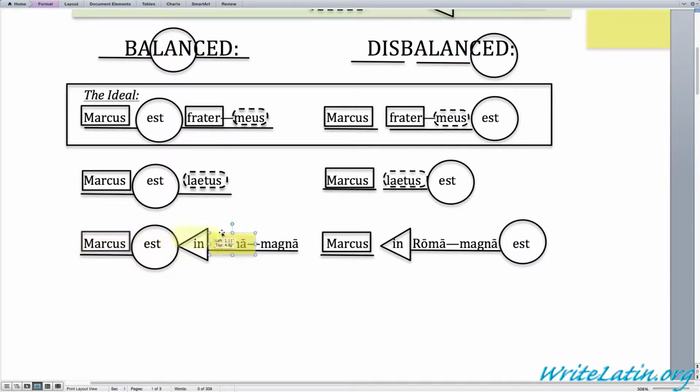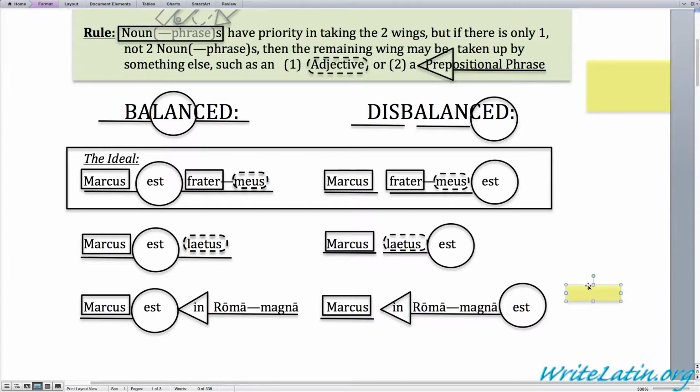So Marcus is your first wing. In great Rome is the second wing. There is no other noun, really. And then over here, Marcus in great Rome is. Or you might say, in great Rome, Marcus is. Or if the verb came first, there is a Marcus in great Rome. Or there is in great Rome a Marcus. So hopefully you've got familiar with all these possibilities.